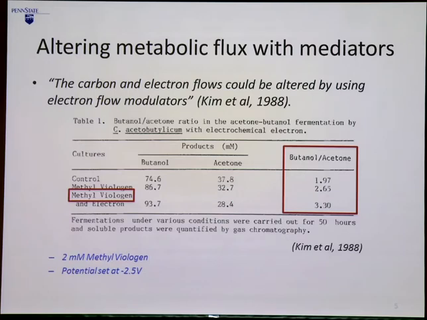And a previous study showed that the carbon and electron flows can be altered by electron flow modulators. They used methyl viologen as the mediator, and set the potential at a very low value. And they found that the butanol to acetone production ratio increased from around 2 to 3.3.